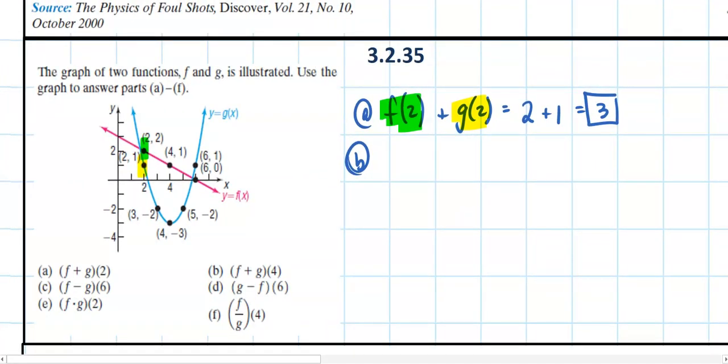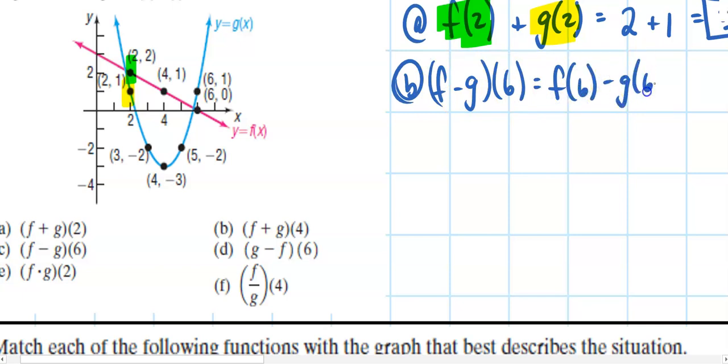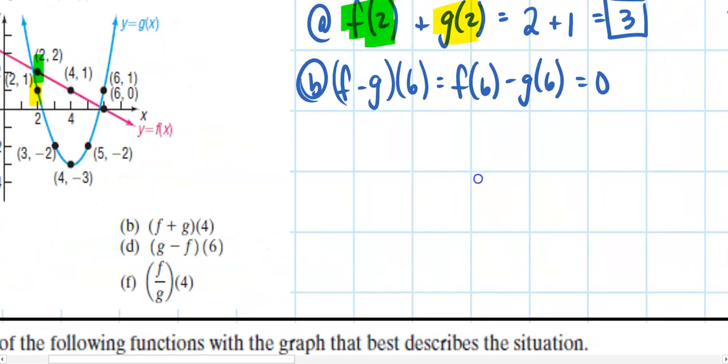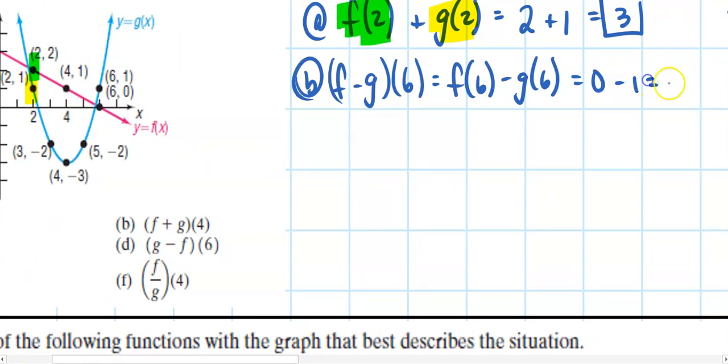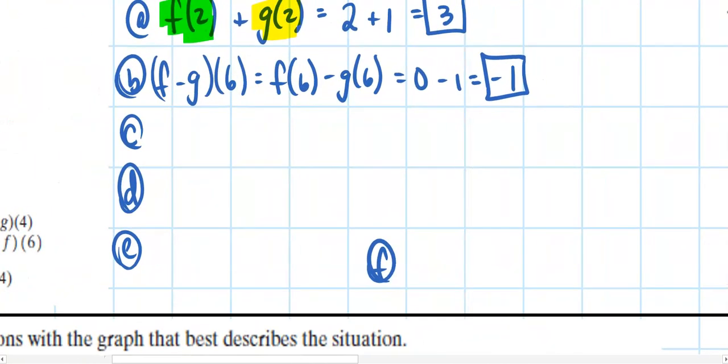And similarly, we can answer the remaining questions. f minus g evaluated at 6 is really the same as f of 6 minus g of 6. So f evaluated at 6 is 0, and g evaluated at 6 is 1. So I like -1 as the result here. Go ahead and pause the video now and try the remaining problems on your own. Resume playback in a moment to check your work.